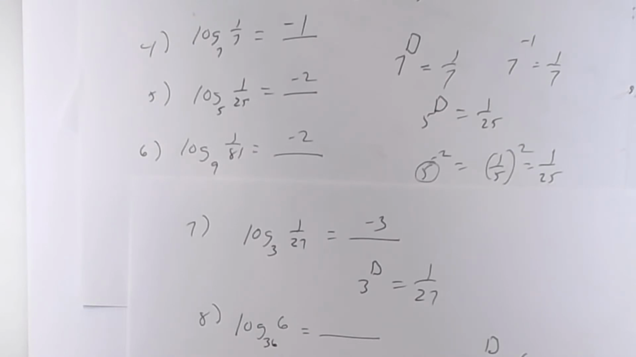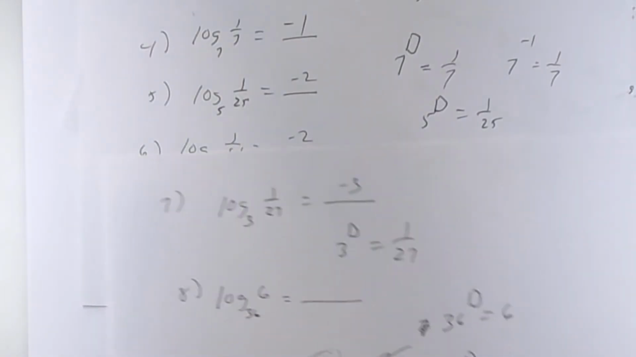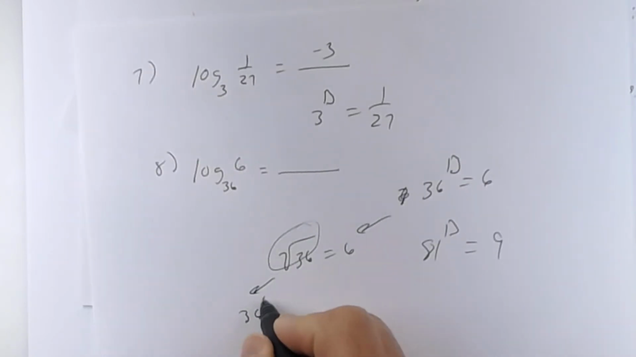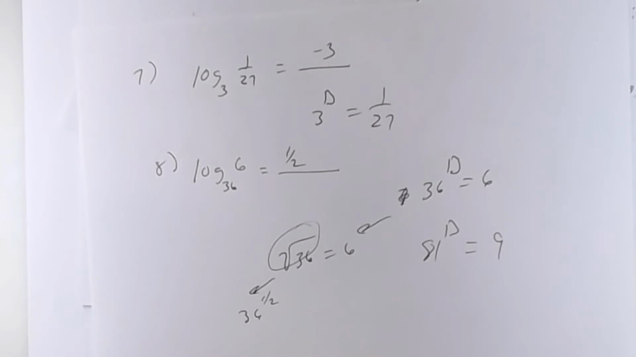1/2. Remember, we just talked about square root in the previous problem. Square root you can write as 36 to what exponent? 36 to the 1/2. So that's 1/2 right here. 36 to 1/2 is 6 because 36 to 1/2 means square root of 36. The square root of 36 is 6.